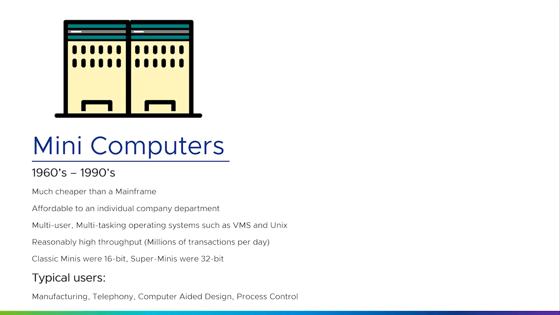And classic minis were 16-bit, super minis were 32-bit. This refers to the width of the system bus, or the amount of information they can process at once. The wider the bus, or the more the bits, the more it can process at once, or the larger the data set it can handle. And typical users for a minicomputer were manufacturing, telephony, computer-aided design, and early process control.